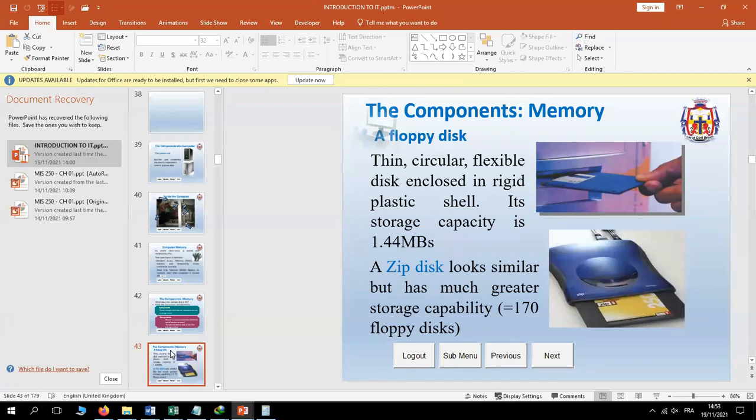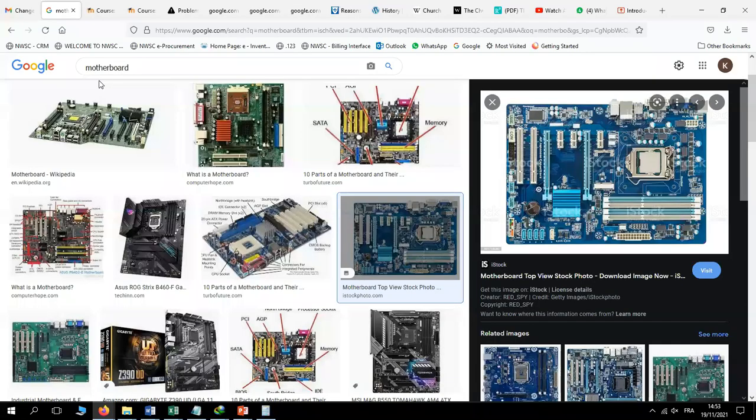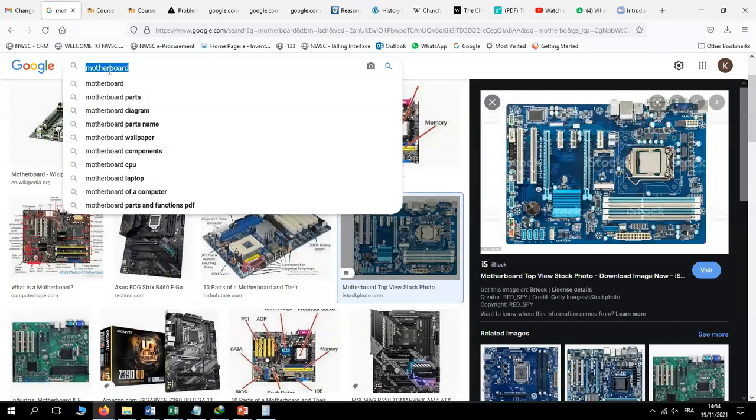A floppy disk could store only up to 1.44 MB of data. So nowadays we're talking about the information age, okay, whereby data is too much. We have a lot of data in use. Therefore, a floppy disk cannot contain as much data as we have currently. So in case you've never seen one, this is how it looks like.